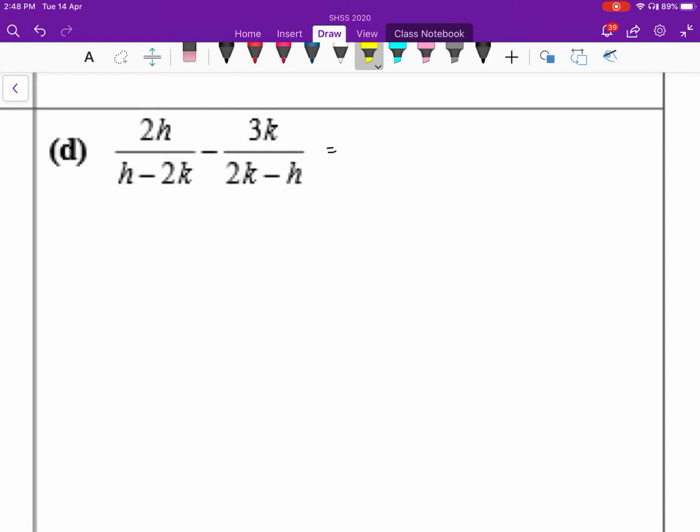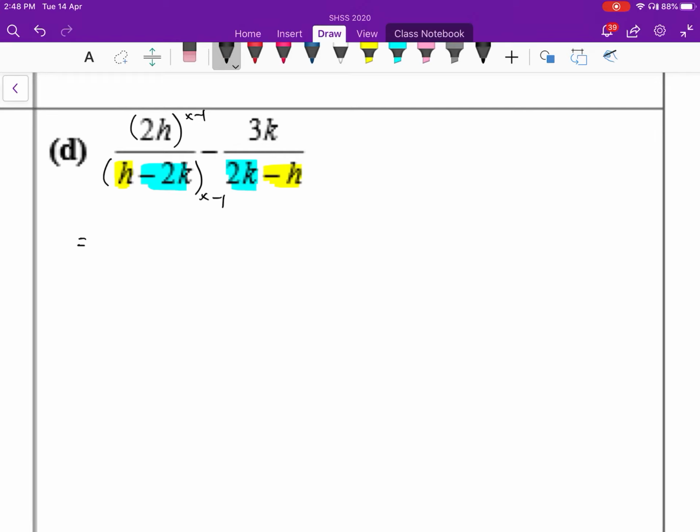Part D is a little bit different from parts A, B, and C. It's because if you notice, this is positive h, this is negative h, this is negative 2k, and this is positive 2k. Are the denominators the same? They are not the same, but they are very, very similar. So how do I make them the same? Let me teach you a little trick. That is to just multiply the denominator and the numerator by negative 1.